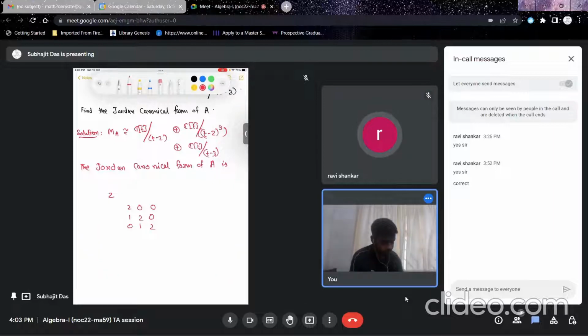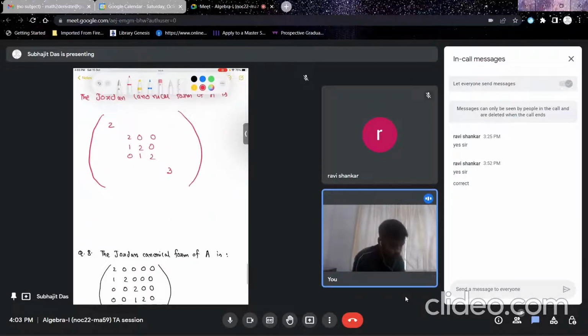And finally, what does the Jordan block for t minus 3 look like? It simply is 3. It's a 1 cross 1 block, and it is simply 3, corresponding to the eigenvalue 3. So just recall what the Jordan block for (t minus lambda) power k looks like.